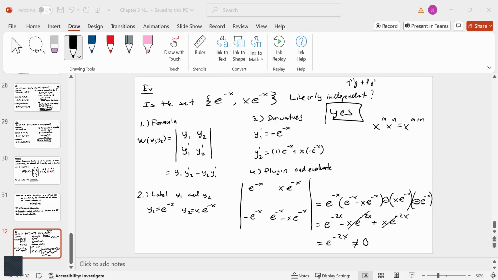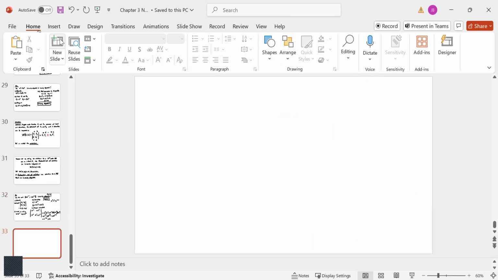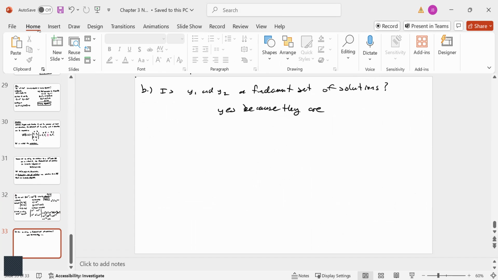So they are linearly independent. They are a fundamental set of solutions. So a follow-up question that they could ask is, are y1 and y2 a fundamental set of solutions? The answer is yes, because they are linearly independent. That's why. So you would just put yes, they are a fundamental set of solutions.